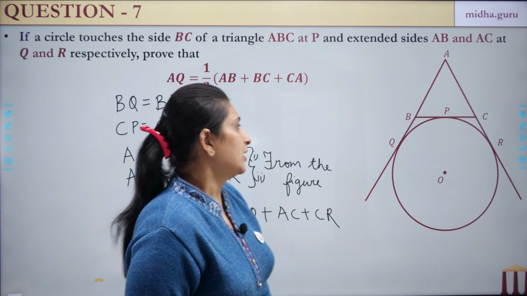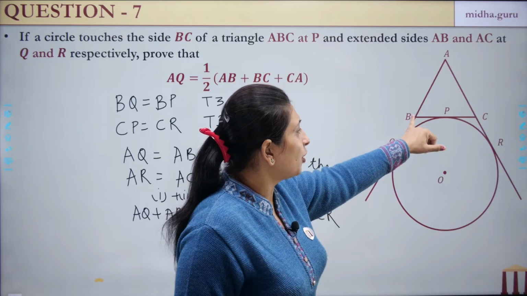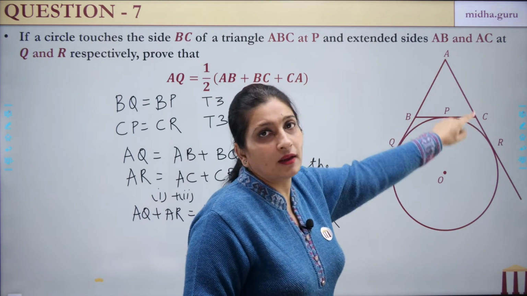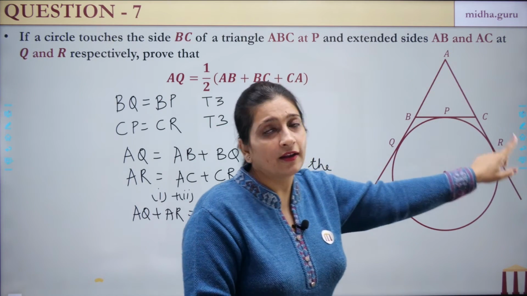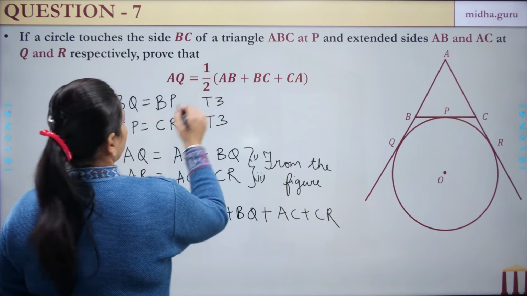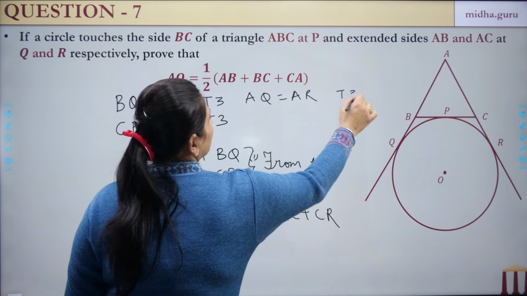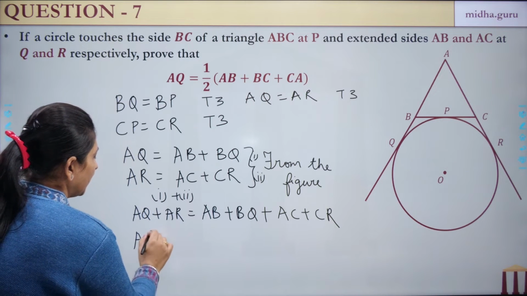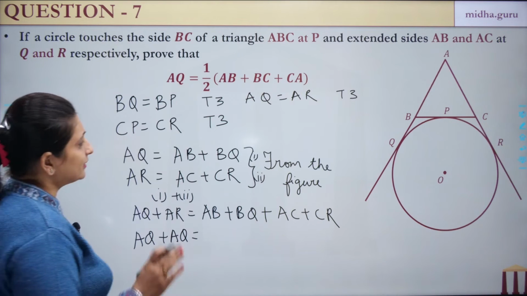Next, see, we have tangents to the circle from an external point B: the two tangents are BQ and BP. From an external point A, the two tangents are AQ and AR. That means AQ is equal to AR. We can write here AQ also is equal to AR, again theorem 3. So we can write AQ in place of AR since the two tangents are equal.